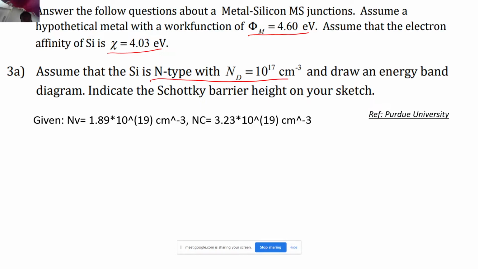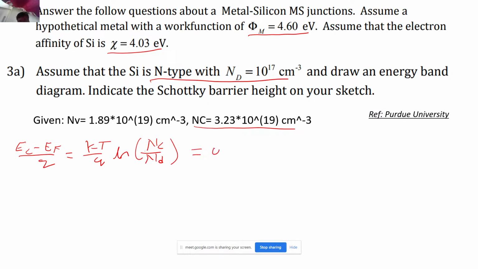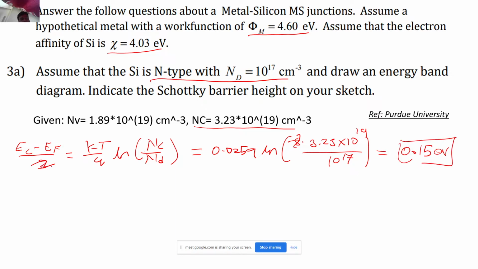And how are we going to calculate it? Because NC has been given to me and the doping concentration has also been given to me, correct? So now (EC minus EF) divided by Q is kT by Q times ln of NC by ND, correct? So this will be equal to 0.0259 ln of, the NC has been given as 3.23 times 10 to the power 19, divided by the ND, which has been given as 10 to the power 17, right? If you calculate it, it will come out to be approximately 0.15, and if I remove this Q, it becomes 0.15 electron volts, correct?